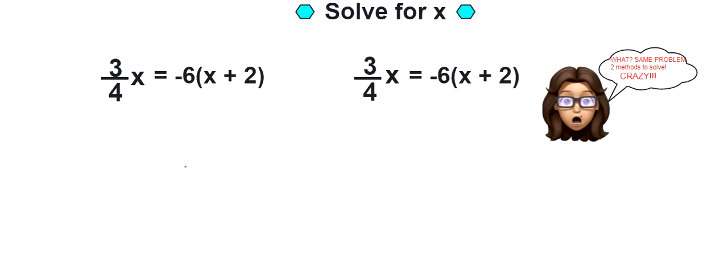As you can see, I wrote the problem twice here because I'm going to show you two different ways to solve it. And then you can pick whichever way seems easier for you, whichever one you understand more. So what are we doing here? We're solving for x. 3/4 times x equals -6 times the quantity x plus 2.